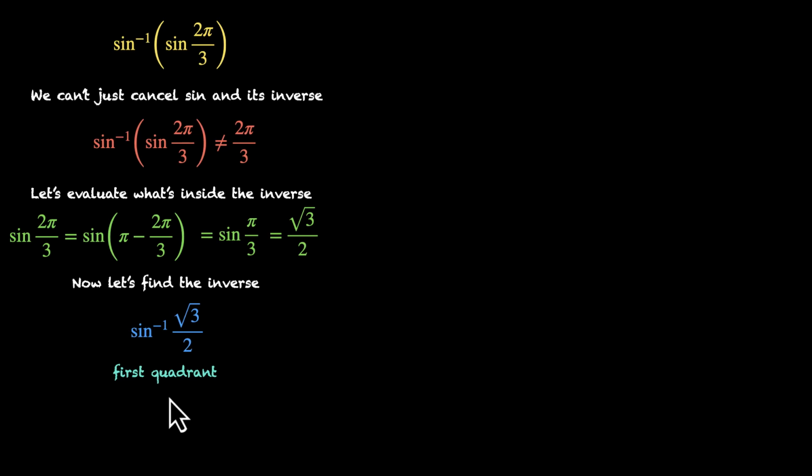So the question is, for which angle theta in the first quadrant do we have sine theta equals root 3 by 2? So that's something that we know. Sine theta is root 3 by 2 at pi by 3. This means that the theta that we're looking for is equal to pi by 3. The principal value for sine inverse root 3 by 2 is pi by 3, which means the solution for this is pi by 3. Let's try one more.